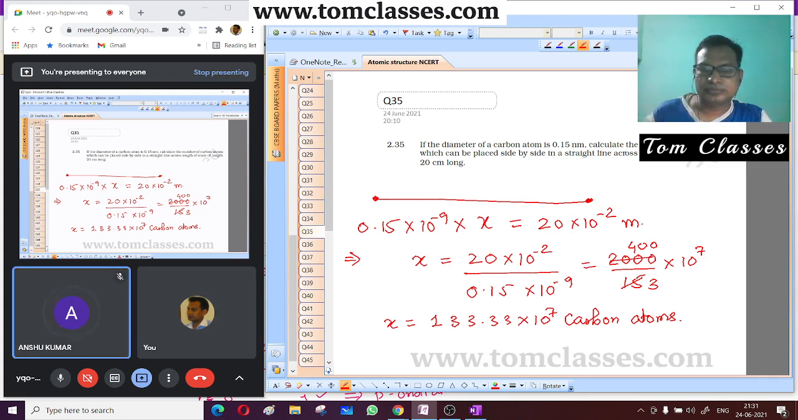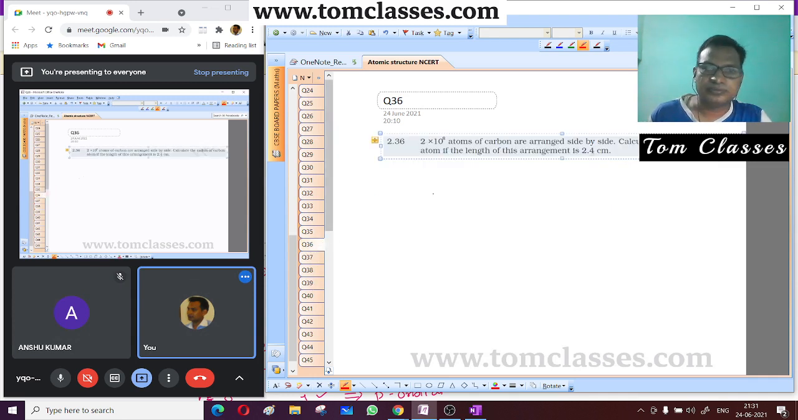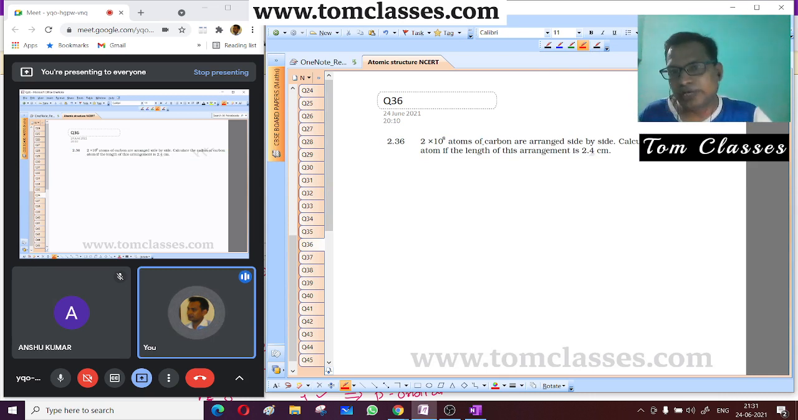Yes, sir. Okay, so let's see. Now 2 into 10 to power 8 atoms of carbon are arranged side by side. Calculate the radius of carbon atom if the length of this arrangement is 2.4 centimeter.